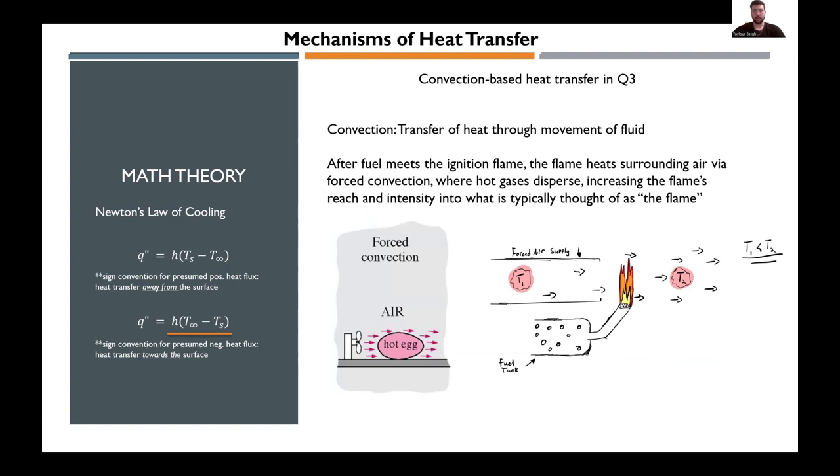In regards to the math of this, we use Newton's law of cooling to model it. Newton's law of cooling states that the heat flux of convection is equal to h, a property called the convection heat coefficient, multiplied by the difference between the surrounding and the surface temperature. The sign convention presumes a positive heat flux, which states that heat is moving away from the surface, essentially a warmer surface. However, this could be changed pretty easily. You just have to swap the two terms in the parentheses.